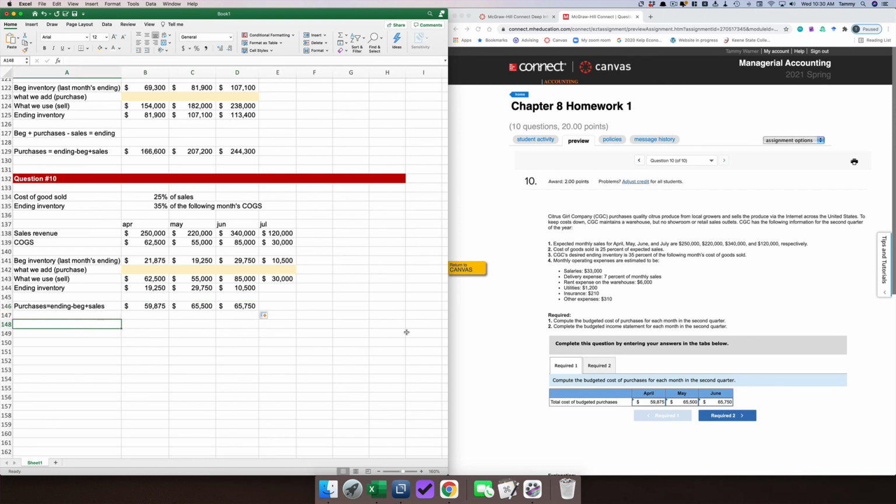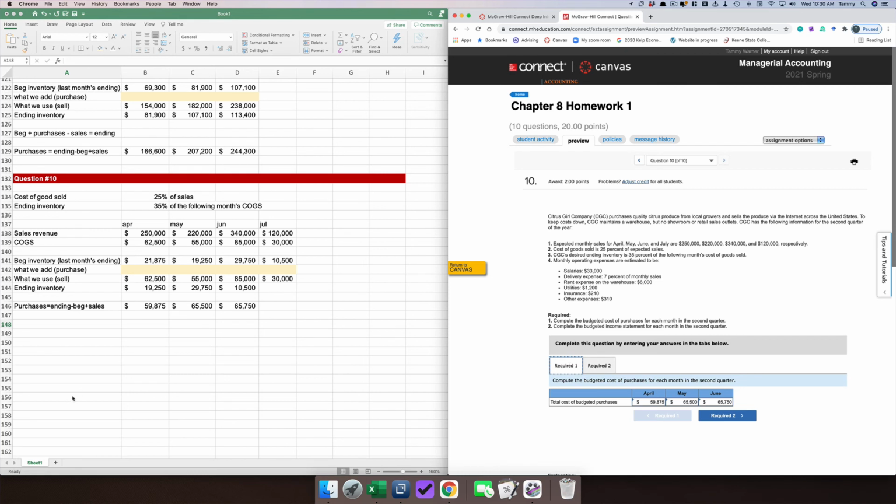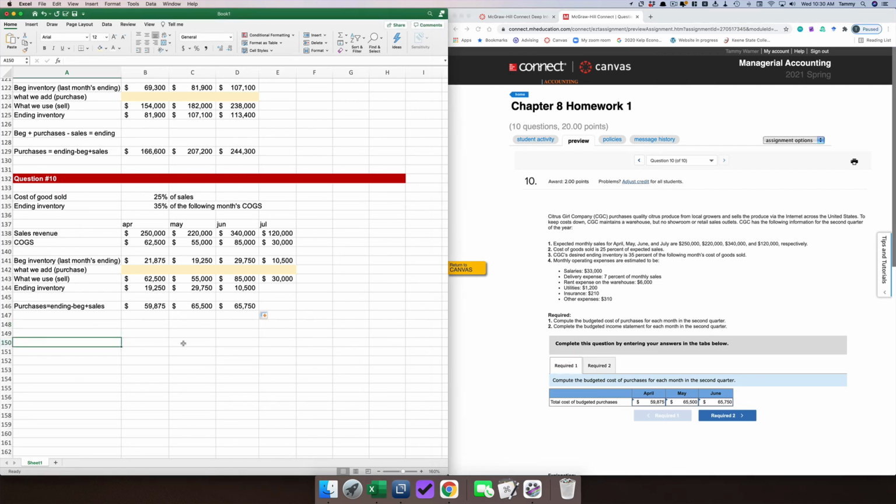The second piece is we need to make an income statement, not a contribution income statement. Okay, and so we've got to remember what an income statement is made up of. So it's going to be revenues minus cost of goods sold, gives us our gross margin, minus operating expenses, gives us our net income.